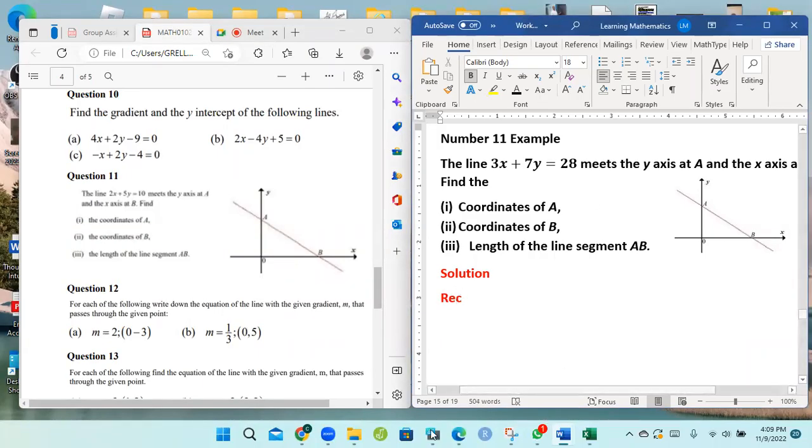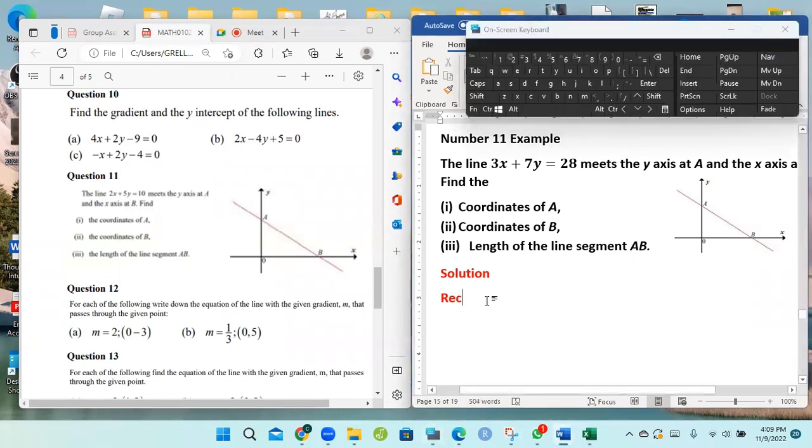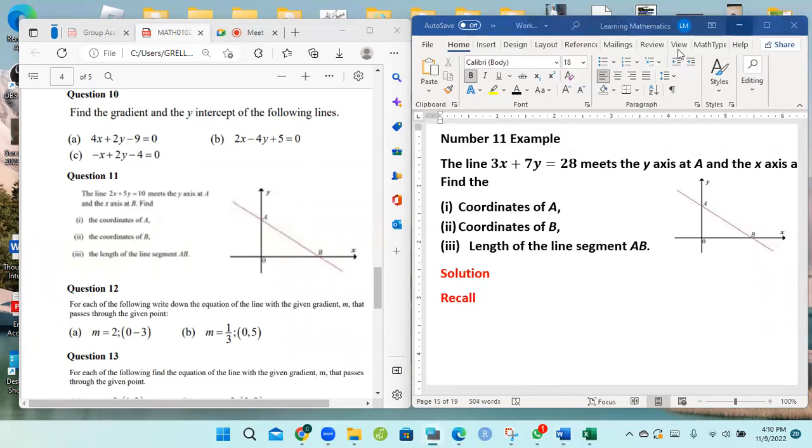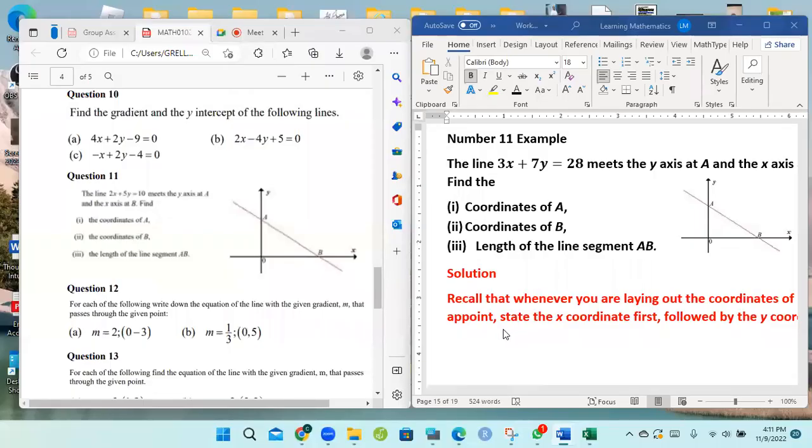Recall that when you write the coordinates of a point, the x coordinate always comes first and the y coordinate comes after. So therefore a point is equal to a bracket, you put x comma y.